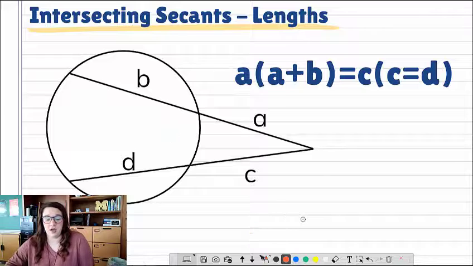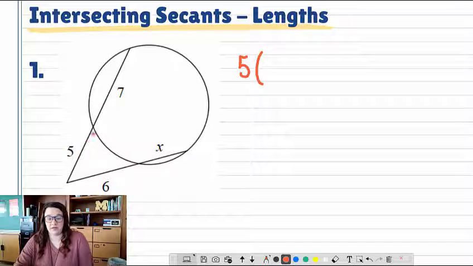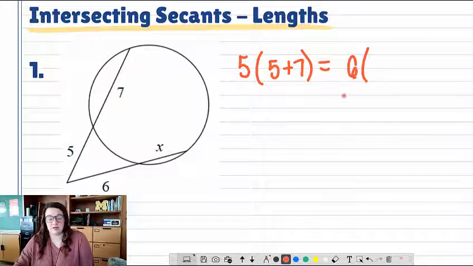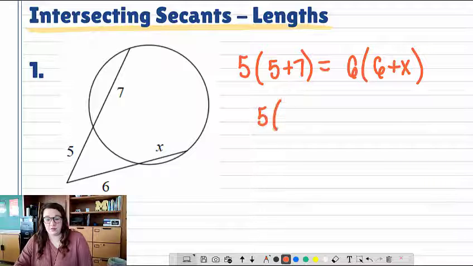I don't know. Let's try this out. So let's see. The outside is 5, so 5 times the sum of the whole secant, 5 plus 7, equals the outside 6 times the sum of the whole secant, 6 plus x. Let's simplify this on the left a little bit. 5 plus 7 is 12. 5 times 12 is 60.